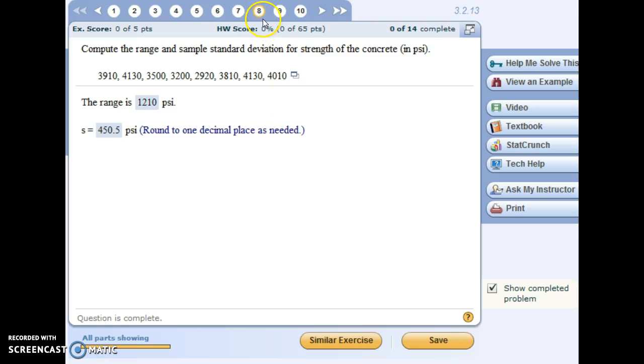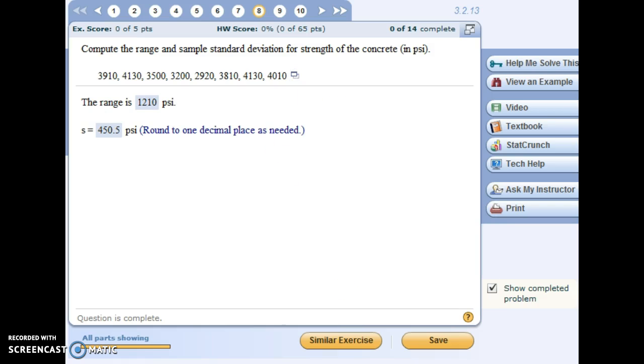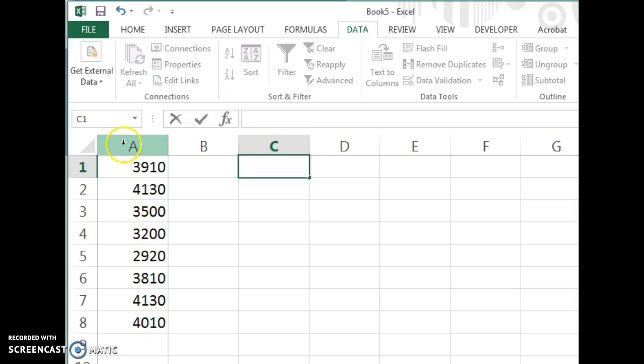For number 8, trying to find the range and standard deviation, I'm going to copy that data, paste it in Excel. Now to find the range, we're looking for the difference between the largest and the smallest. With just 8 data values, you could probably do that by hand, but if you had 800 or 8,000, you'd want to use the formula.